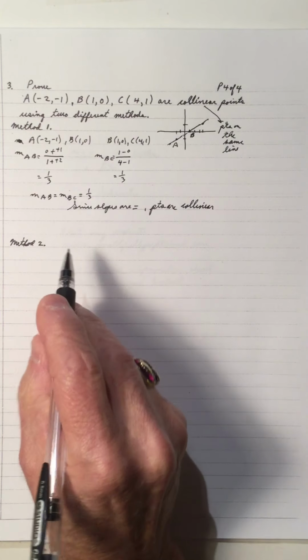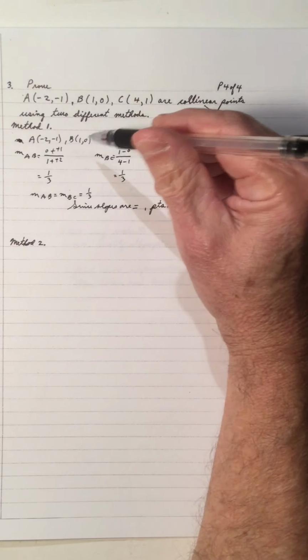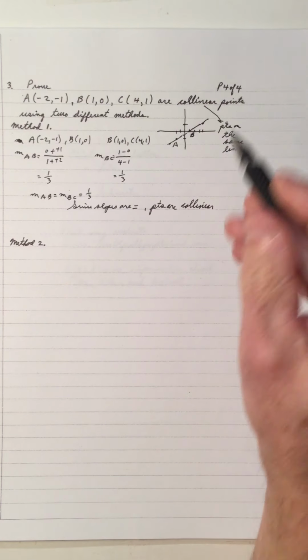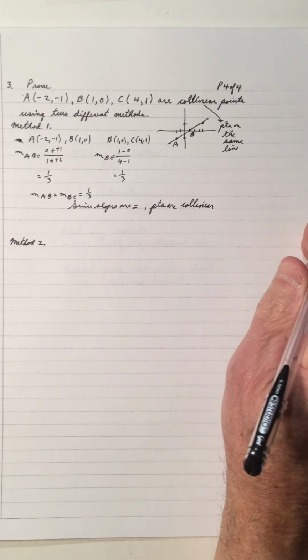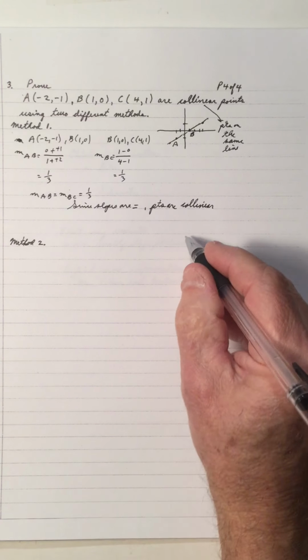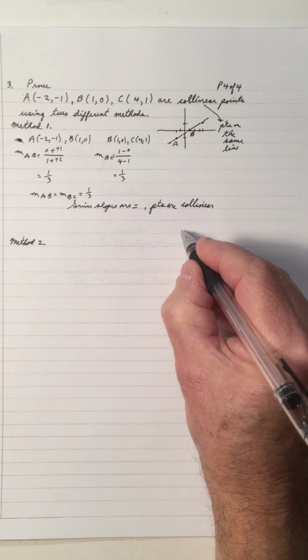Notice I used one of the points twice. So the points are collinear because the slopes are equal. And the second method on that would be similar to this one.